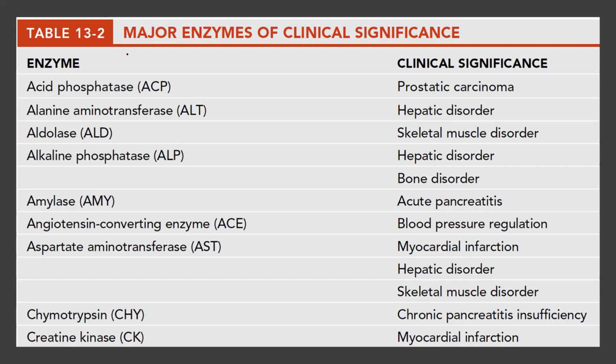You have it here, I'm sorry, you have this in your book. I just hope that you utilize your book. Okay, you have there the summary, the enzyme and the clinical significance of that enzyme. Example, we have your acid phosphatase, prostatic carcinoma.